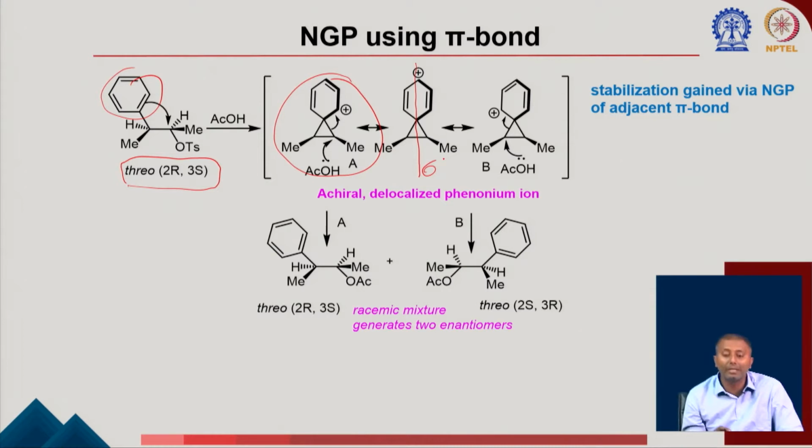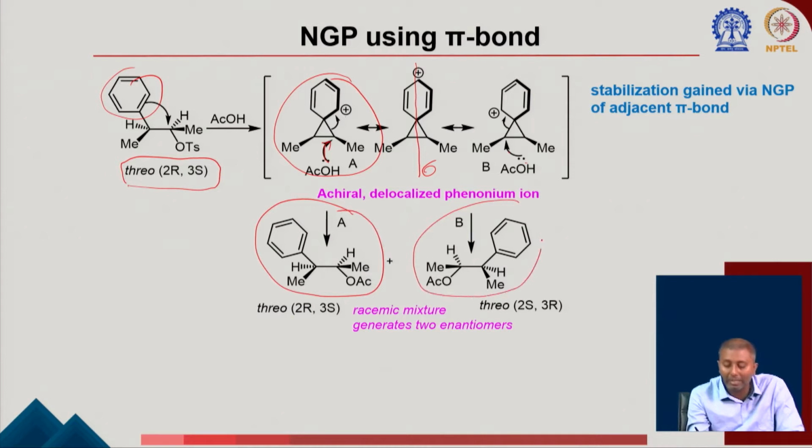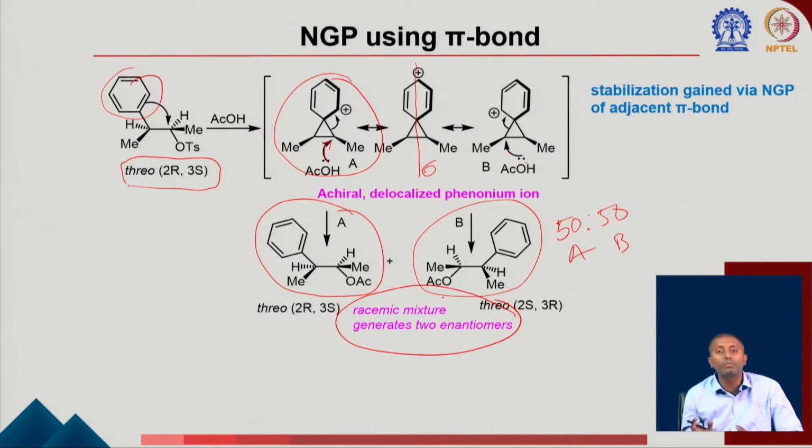Now it can be attacked from this A, which I am showing here, neutralizing the charge, or it can be attacked through this B. Attacking from A, it can generate one enantiomer. Attacking from B, it can generate the other enantiomer. There is a 50-50 probability of attack at both positions. So it ends up generating two different enantiomers in 50-50 ratio, which makes a racemic mixture.